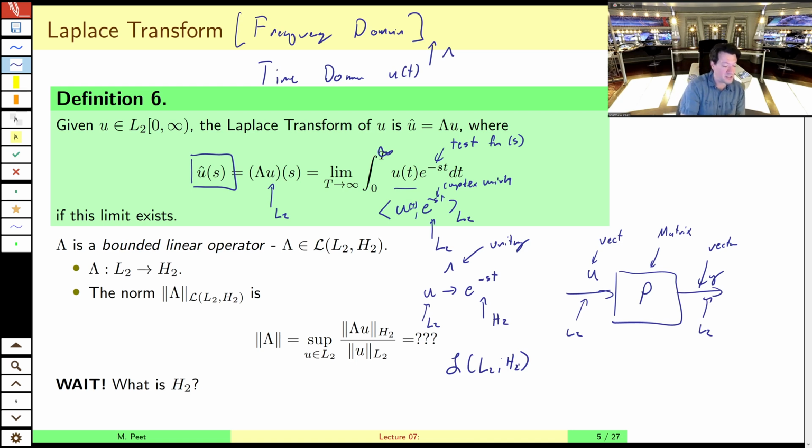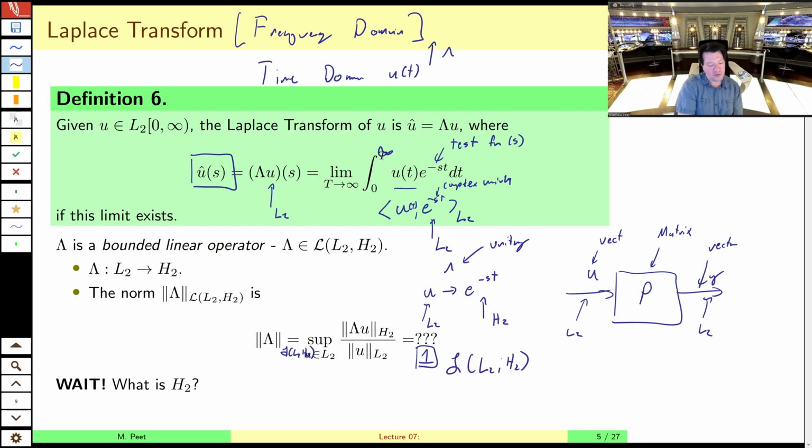Well, then obviously it should have a norm, right? And that's the induced norm from L2 to H2. And we'll show that this is actually 1. Now, if this was class, I would ask people to guess that, but since we're not in class, we're online, I just have to tell you what it is.